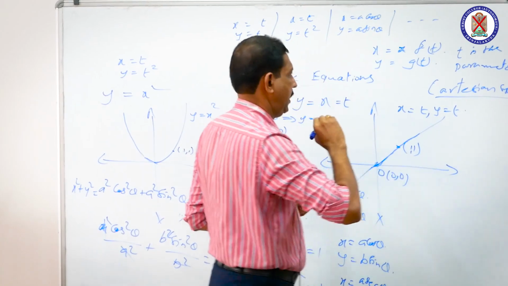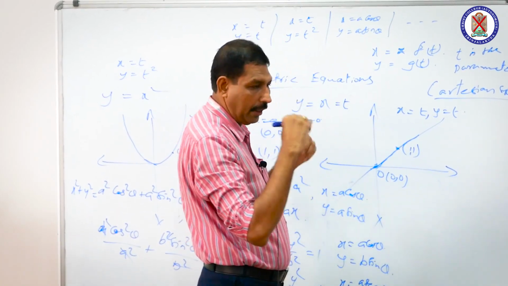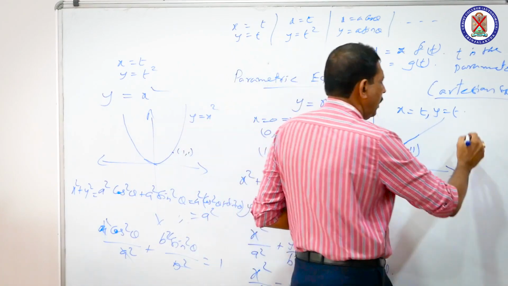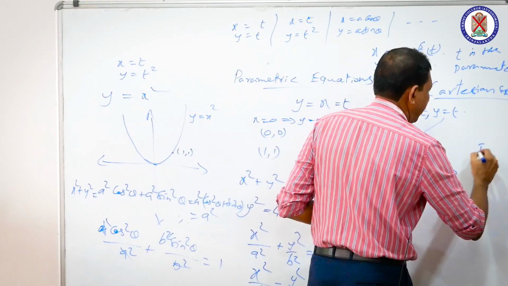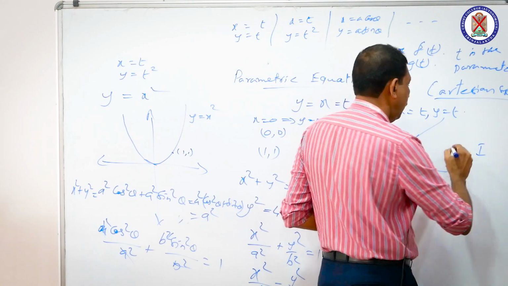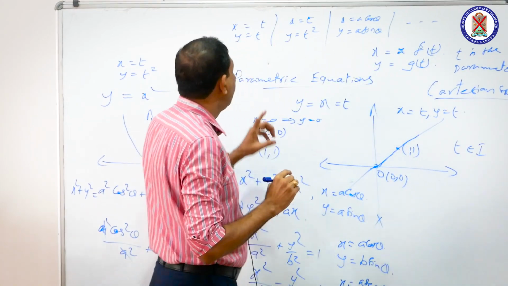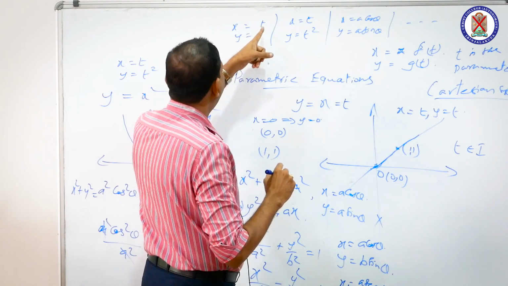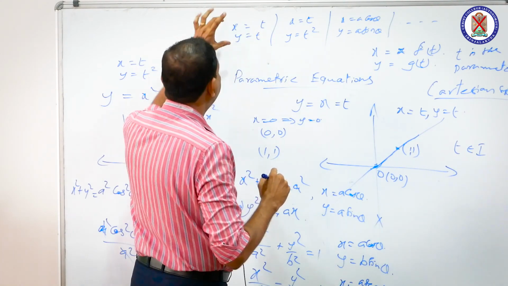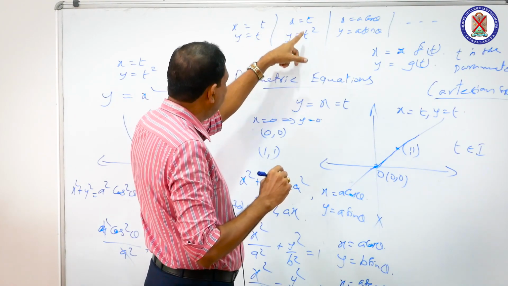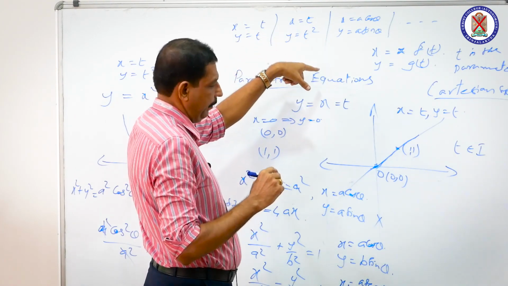T is the parameter, and for t there will be a domain. I'll call it I. Notation will be I. Therefore, t belongs to I. Okay. Therefore, when we substitute the value of t here, we get the values of x and y.